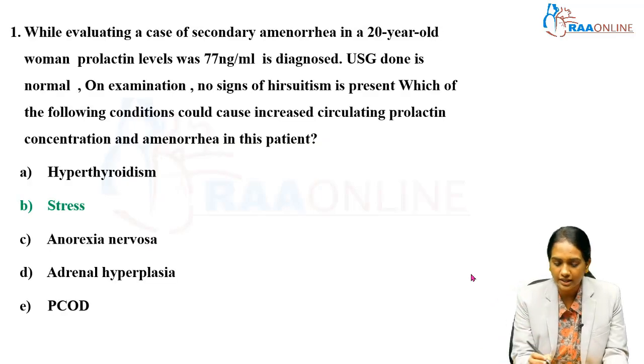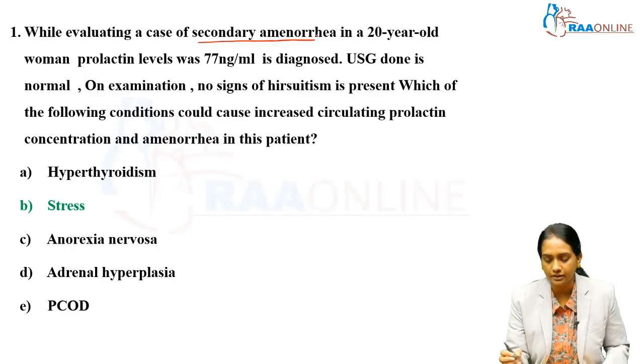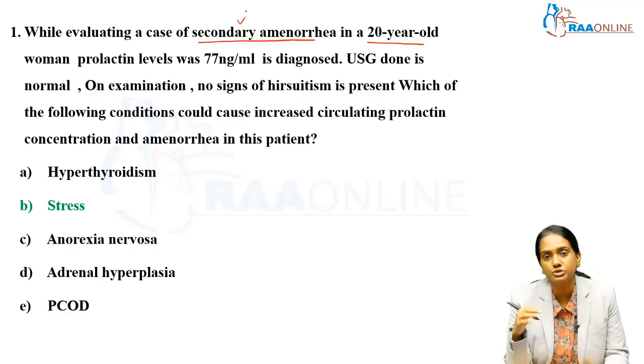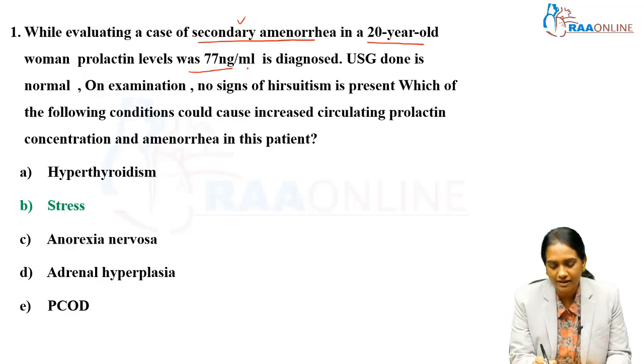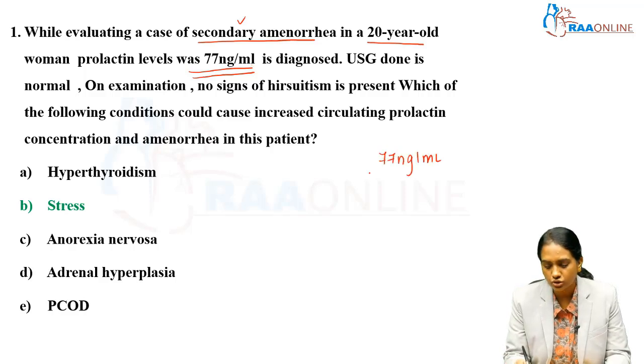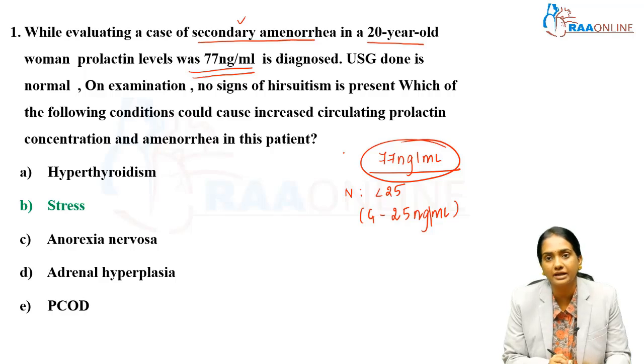While evaluating a case of secondary amenorrhea in a 20-year-old woman, which means that she has attained puberty normally and now presents with secondary amenorrhea, the prolactin level was elevated. The prolactin level is around 77 nanograms per ml. The normal prolactin level is less than 25, in the range of 4 to 25 nanograms per ml, so this is considered an elevation of prolactin.